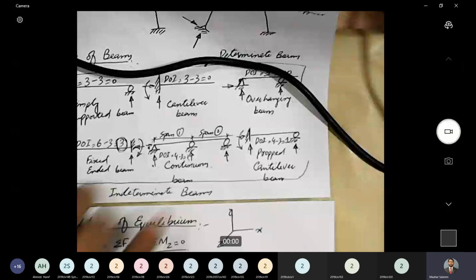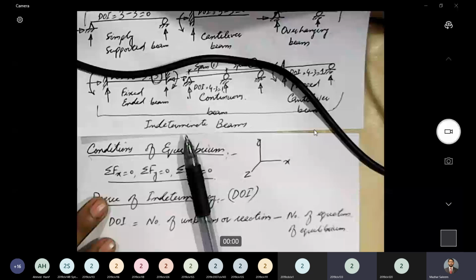Yes, sir. Thank you. Sir, as someone already discussed, the case of having similar supports at either end, that be a roller support in a practical problem. In that case, if we determine the degree of indeterminacy, that would come out to be -1. So what would we do in that case? You mean a beam having two roller supports at the ends?